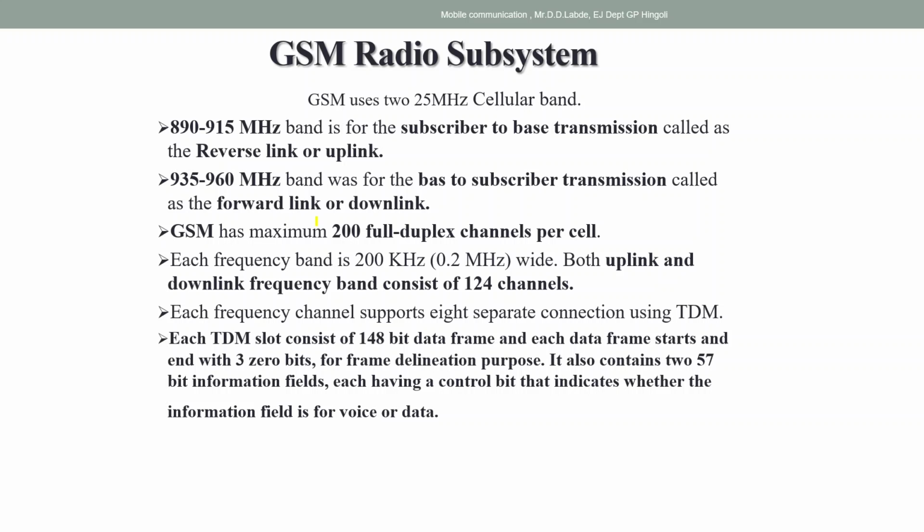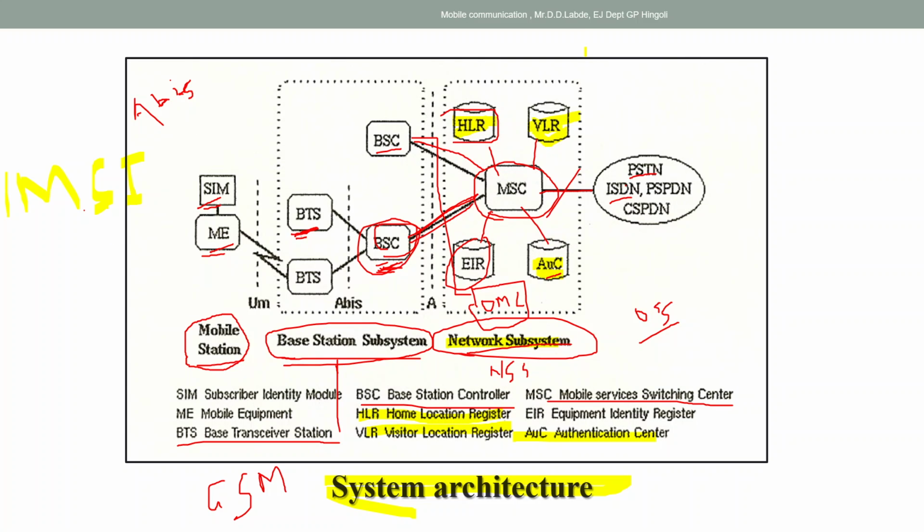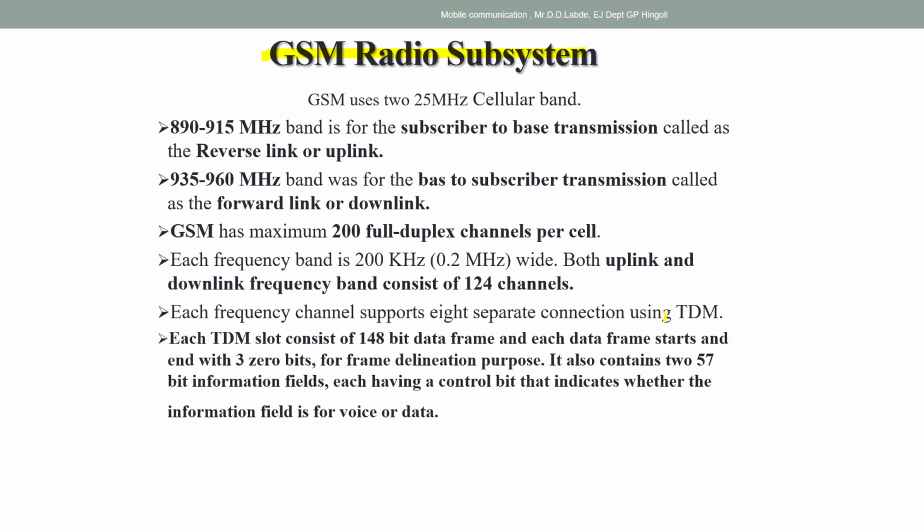Today we are going to discuss our next important topic, that is GSM radio subsystem. In the last lecture we discussed GSM architecture. In GSM architecture we have four different categories: mobile station, base station subsystem, network switching subsystem and operating subsystem. Okay. Today we are going to discuss our next topic, that is GSM radio subsystem. It is basically the next topic in your third unit.